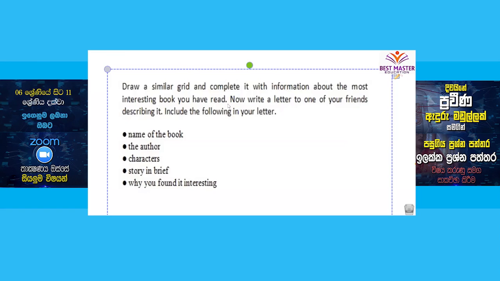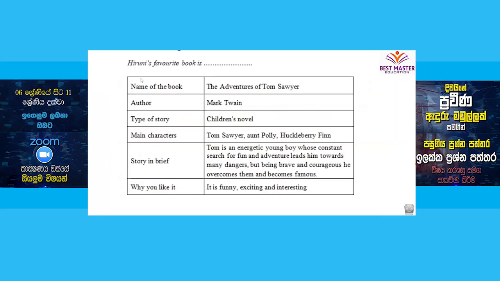You have to select it. Now write a letter to one of your friends describing it. You have to write about your favorite book now. To send a letter to your friend, include the following in your letter. Name of the book, the author, characters, story in brief, why you found it interesting. The same one. Name of the book, author, type of story, characters, story in brief, why you like it.